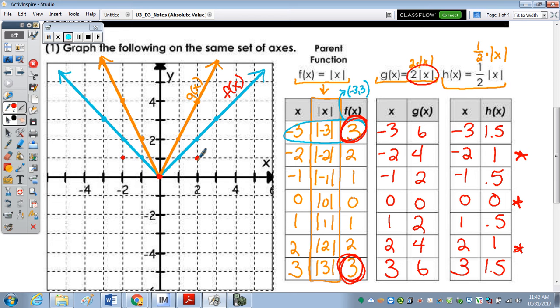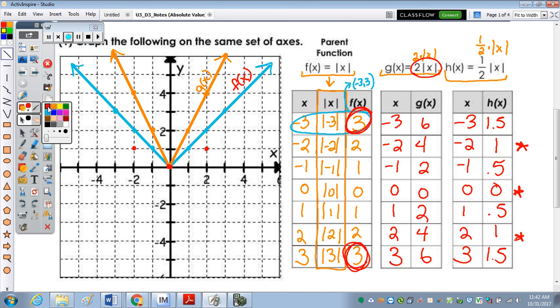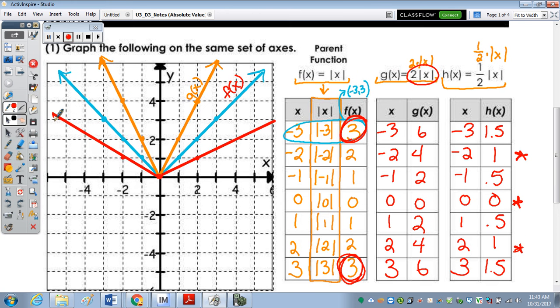(-2, 1), (0, 0), and (2, 1). And we can just use those two points to graph the left and right side of the V. So in red, right straight through, right straight through. Okay. So those are the three, well, let's label this h(x).